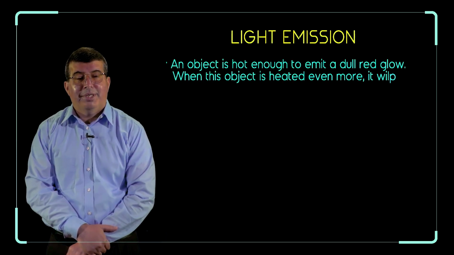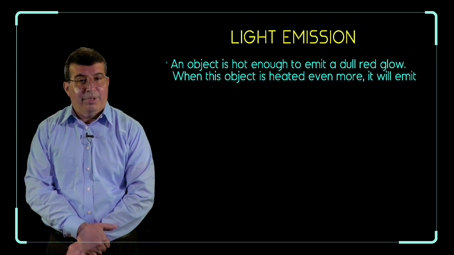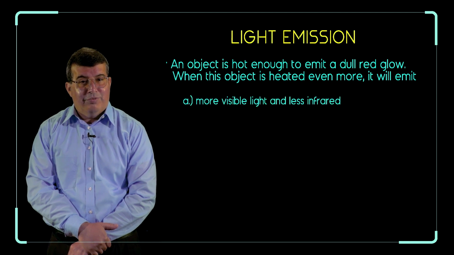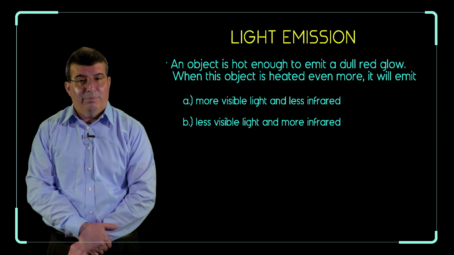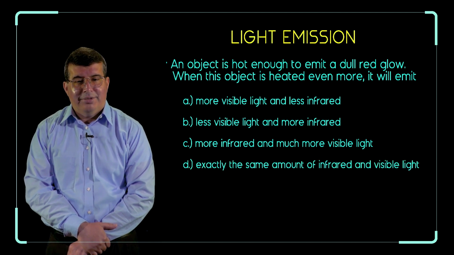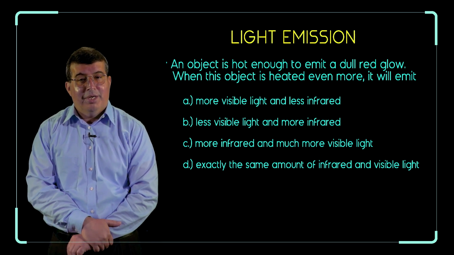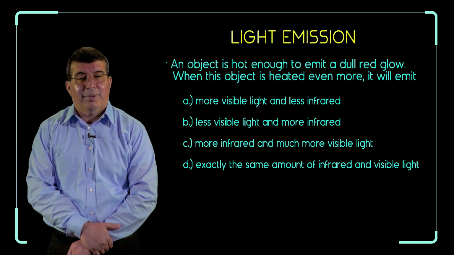Okay, a quick question about incandescent light emission. An object is hot enough to emit a dull red glow. When this object is heated even more, it will emit A, more visible light and less infrared, B, less visible light and more infrared, C, more infrared and more visible light, or D, exactly the same amount of infrared and visible light. So please pause and think about that, and when you've definitely come down on an answer, hit play, and I will talk about the correct answer.